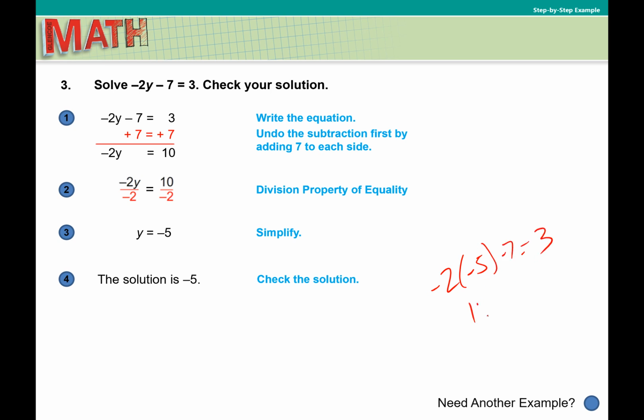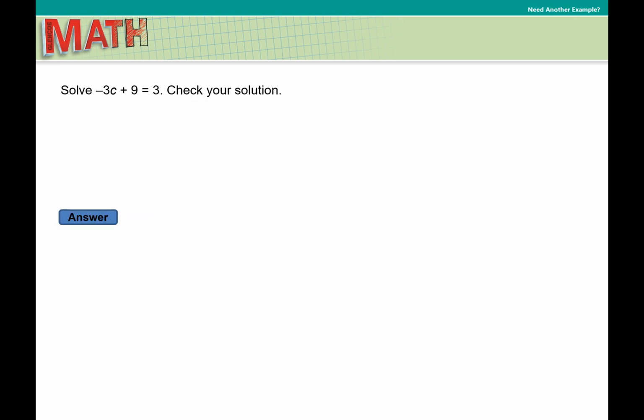Negative 2 times negative 5 is 10, minus 7 equals 3. 10 minus 7 is 3. 3 equals 3, which means the solution, negative 5, is correct. Go ahead and work your way through this problem. Check your answer when you're done.